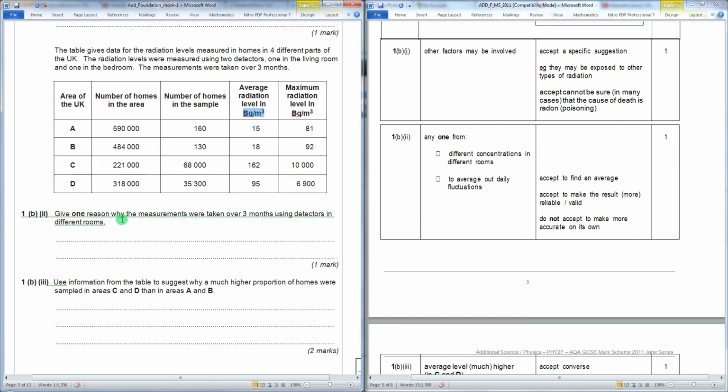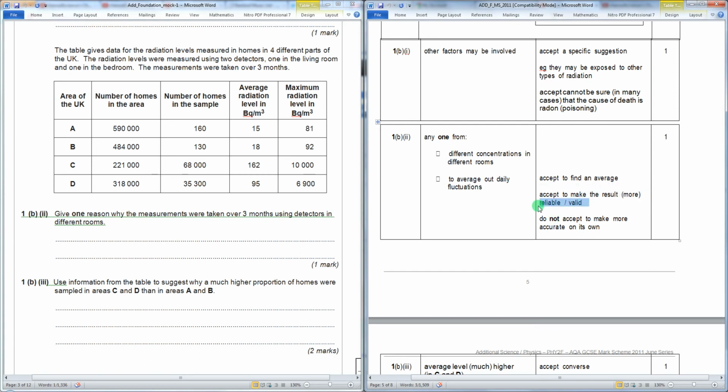Well, you could focus on the different rooms part and say that there might be different concentrations of radon in the different rooms. Or you can focus on the 3 months part and say, well, there might be variations or fluctuations from day to day. So we want to be able to find an average, or to make the results more reliable or valid. Accurate on its own, though, is not enough. Okay? If you say reliable or valid on their own, that's fine.